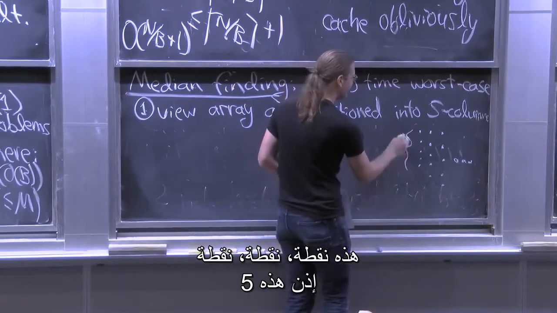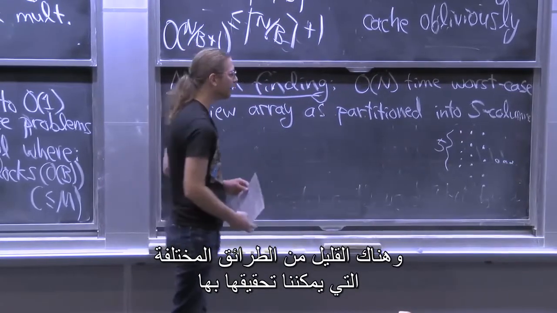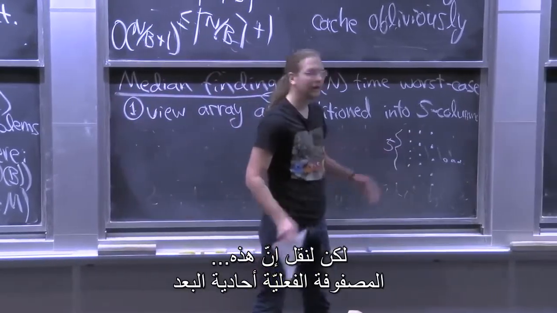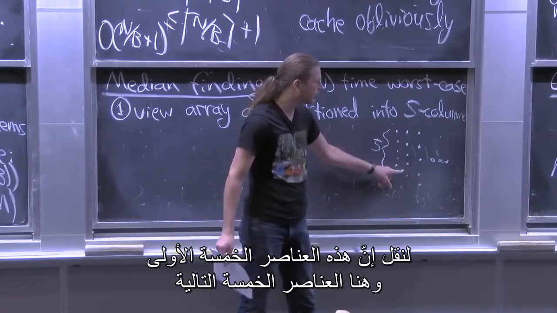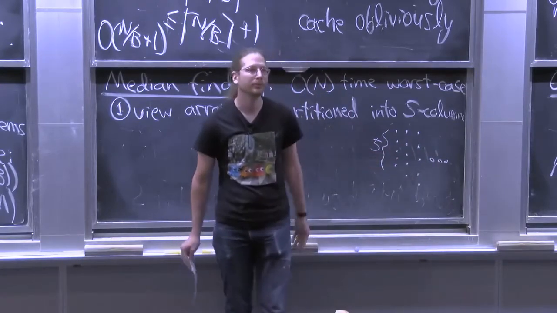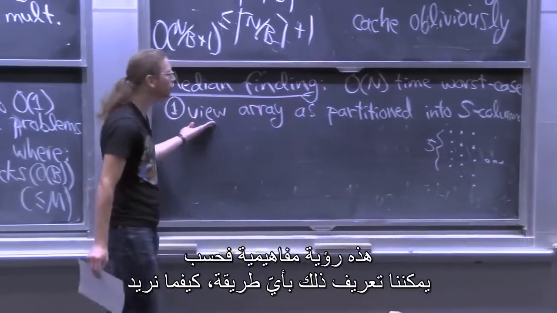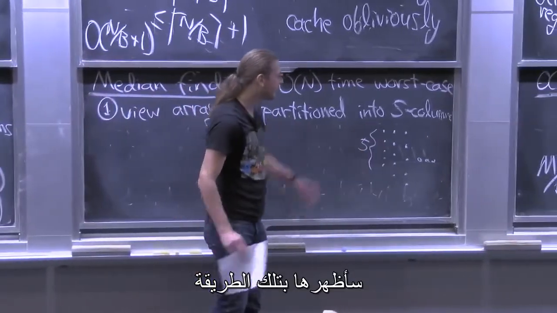So this was 5. Now, we didn't talk about it then, and there's a few different ways you could actually implement it. But let's say the actual array is one-dimensional. Let's say these are the first 5 items. These are the next 5 items. So in other words, this matrix is stored column by column. Okay? This is just a conceptual view, so we can define it either way, however we want. So I'm going to view it that way.